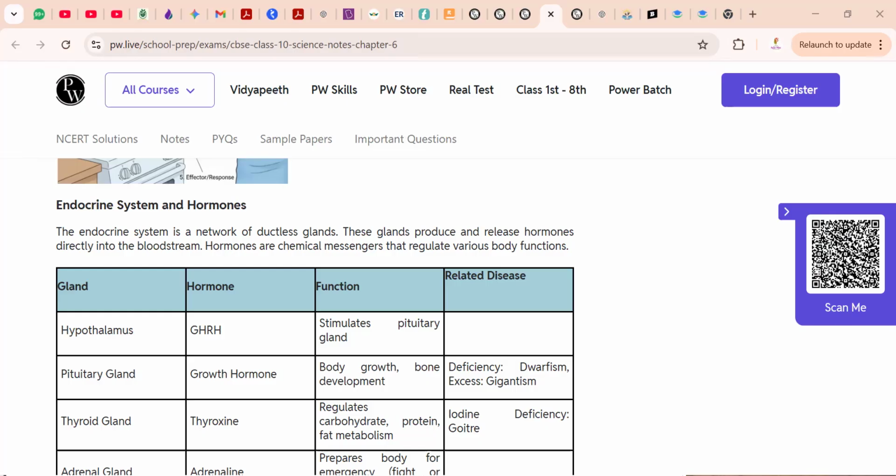Spinal cord. Spinal cord is protected by the vertebral column or backbone, and it extends from the medulla of the brain through the entire length of the vertebral column.